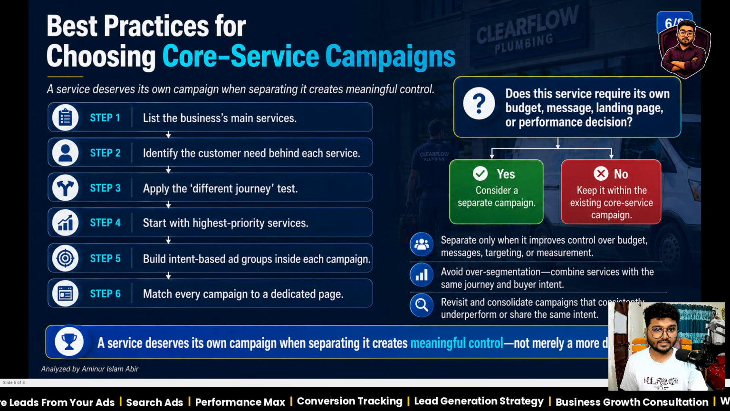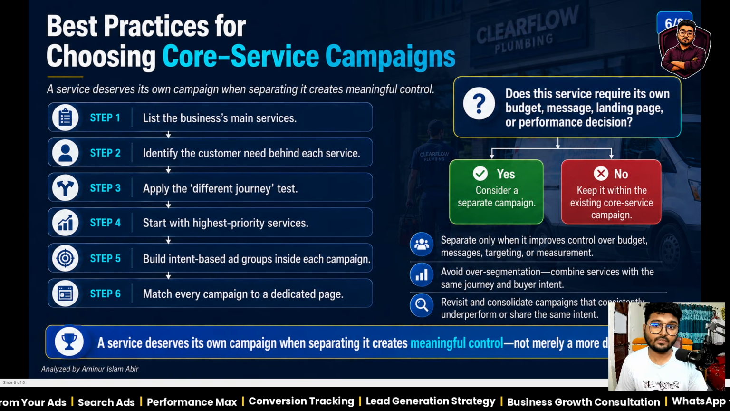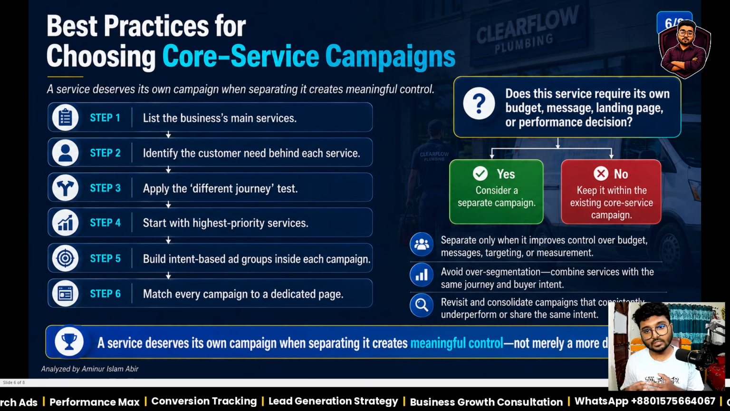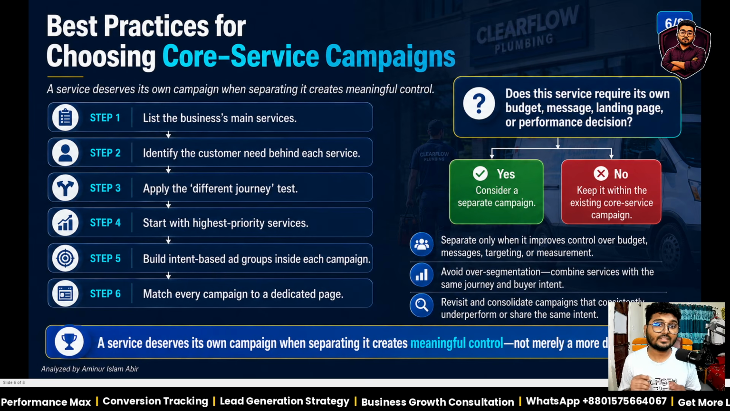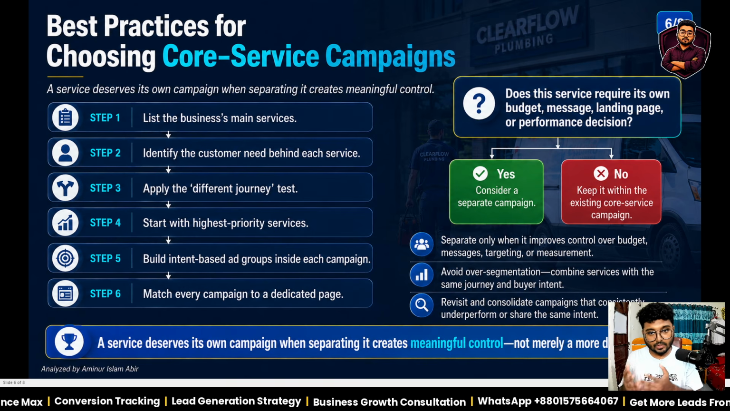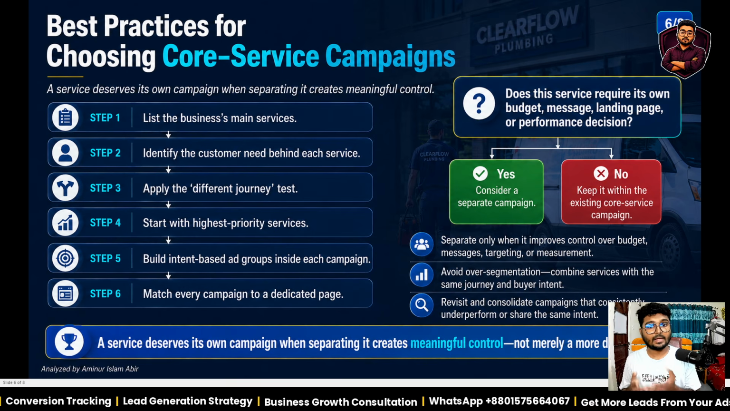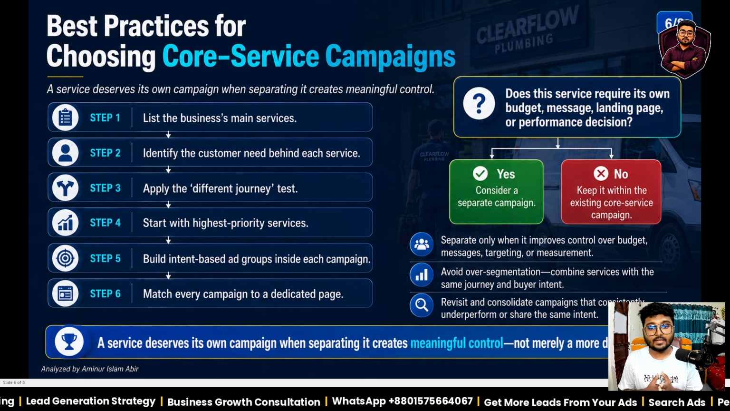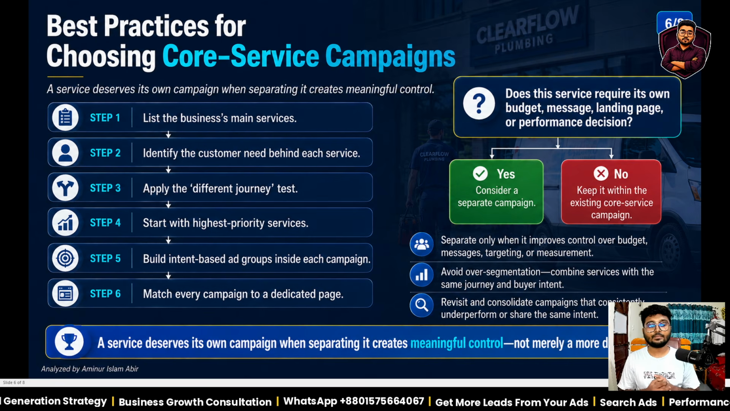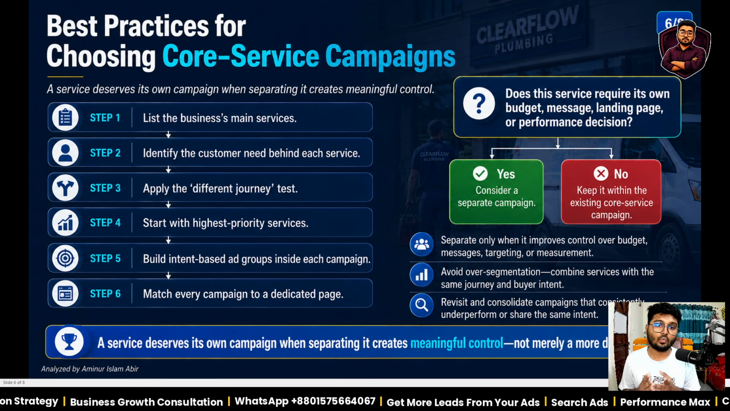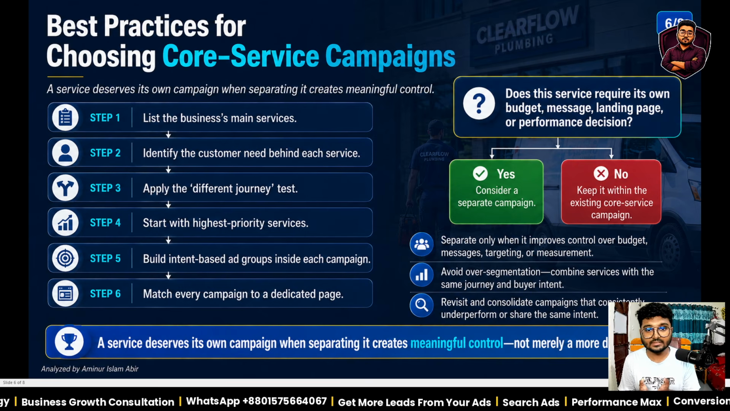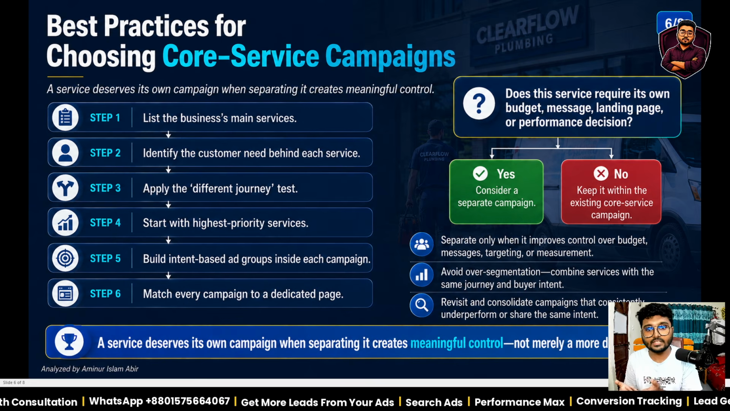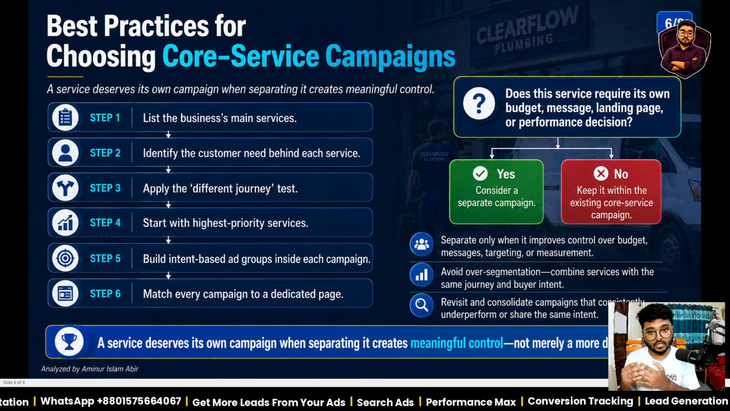And this is my slide 6, best practices for choosing core service campaigns. The first step is to list the business's main services. Do not begin with a large keyword list; begin with what the business sells. For a plumbing company, the main services may include emergency plumbing, drain cleaning, water heater repair, sewer repair, and remodeling. The second step is to identify the customer need behind each service. Ask what problem they are solving, how urgent it is, what action they should take, and what business value the service can create. The third step is to apply the different journey test.